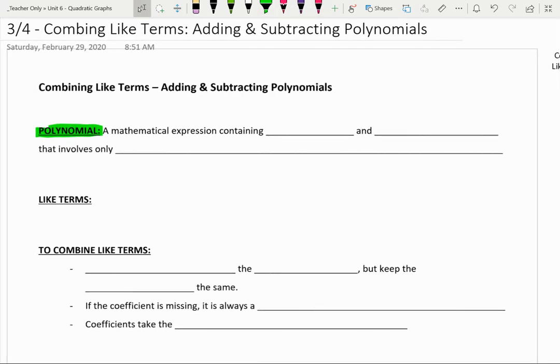So a polynomial is defined as a mathematical expression containing coefficients, so that's numbers, in front of variables. So coefficients and variables, variables has only one L in it, that involves only addition or subtraction between terms.